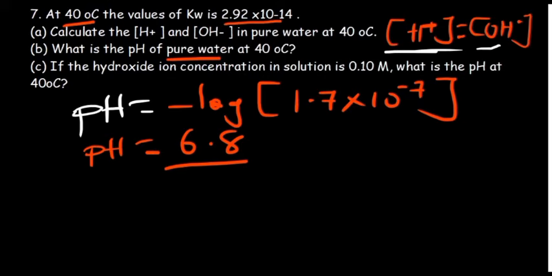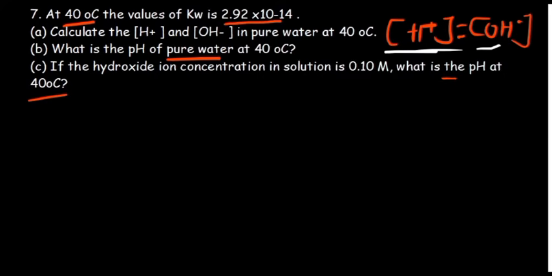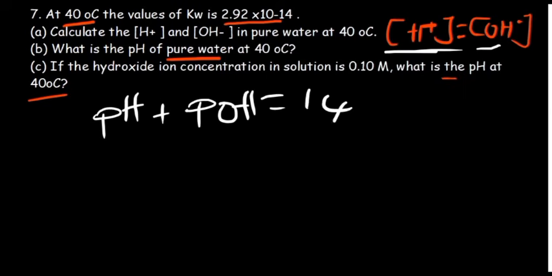C says if hydroxide ion concentration in solution is what is the pH at 40 degrees Celsius? So what have they given us there? They've given us the hydroxide ion concentration. Okay, so let's try to work out that. So we said the pH plus the POH is basically equivalent to 14. Then we said if they give you the hydroxide ion concentration, you're able to find the POH.